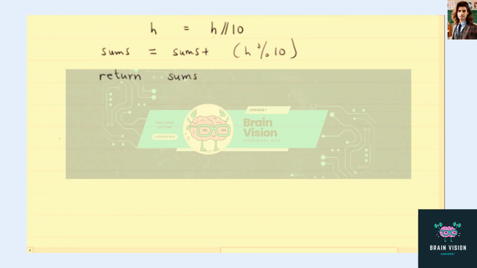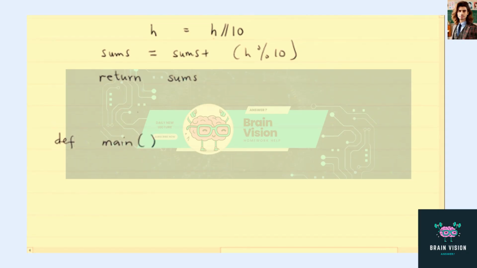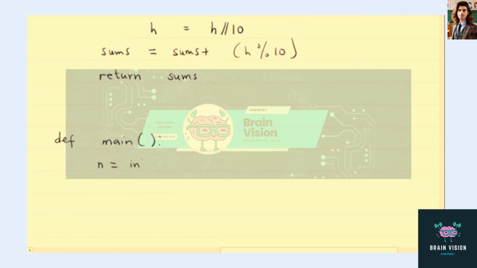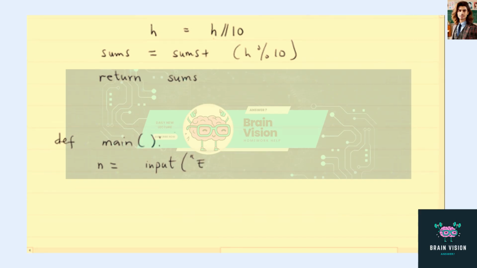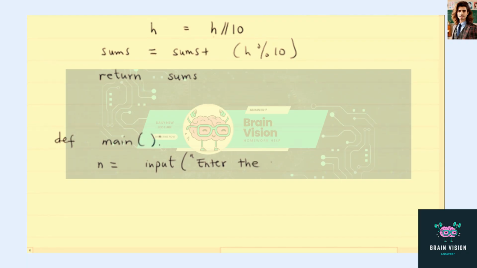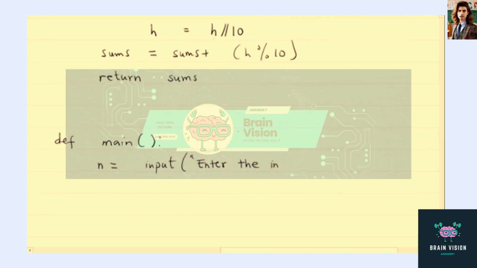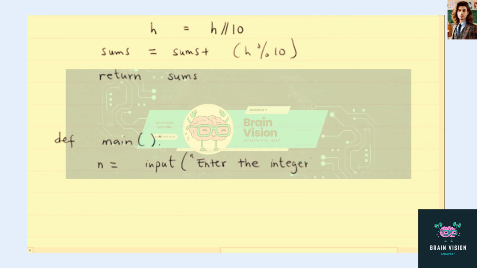Now let's write the main method to do with calling this method and also requesting for user input. So the main function main, it takes no parameter. Here we have n that is equal to an input. So what goes into the input, you simply tell the user whatever they would need to enter. So for example, enter the integer.